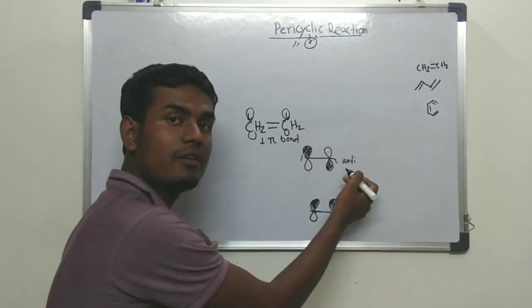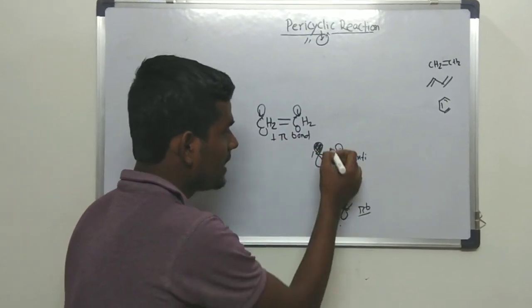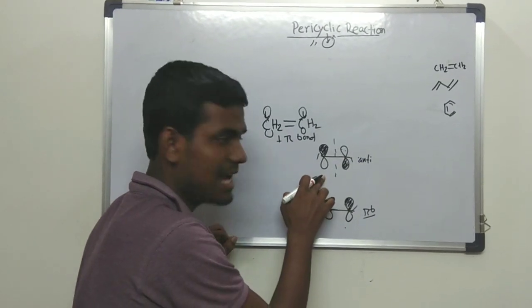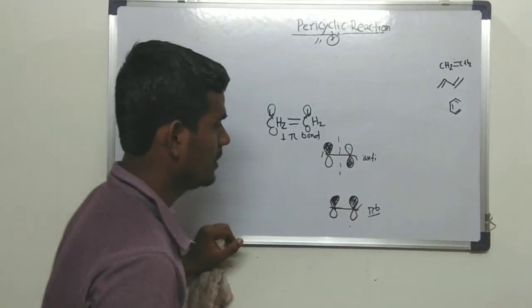So what is the characteristic of an anti-bonding molecular orbital here? Here there is a nodal plane. See, there is no bonding. That's why it's called anti-bonding, and this is the bonding one.